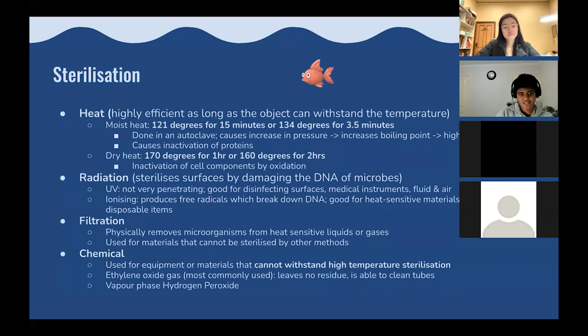Okay. Filtration is physically removing all microorganisms. It's used for materials that can't be sterilized by other methods. It's not that common. And chemical, again, kind of low yield, but it's used for equipment that can't handle the heat. So ethylene oxide gas, or maybe vapor phase hydrogen peroxide. For example, it's used to clean maybe tubes, because plastic tubes might melt in the heat. But again, focus on the heat one, it's more important.